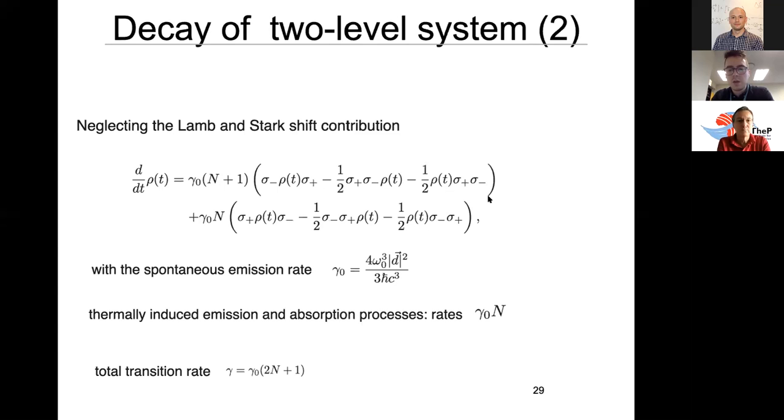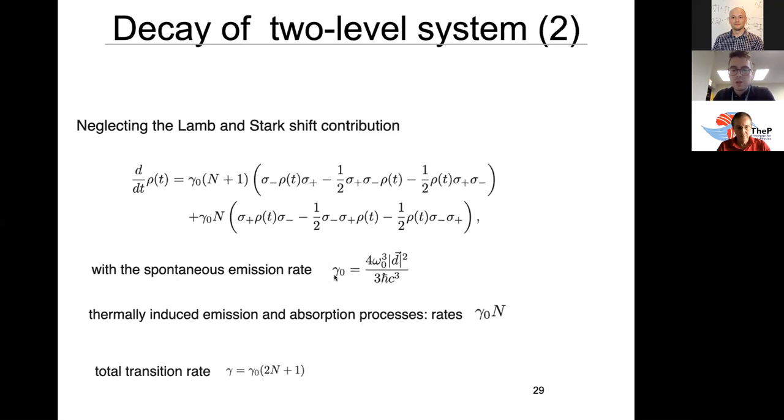So this first term describes thermally induced spontaneous emission in our two-level system occurring at a rate given by gamma naught (n plus 1). And this second term describes thermally induced absorption processes, so the absorption of excitations from the environment, occurring at a rate gamma naught n, where this gamma naught is the spontaneous emission rate when our environment is initially at 0 temperature.